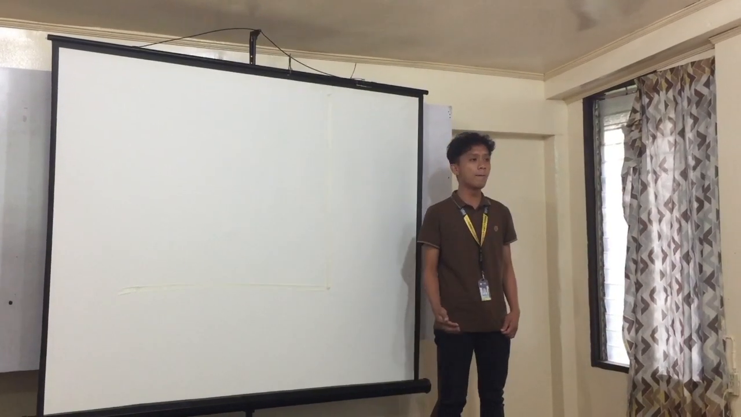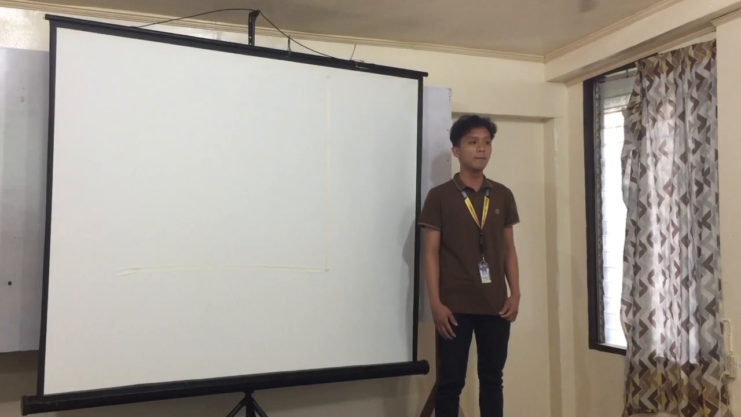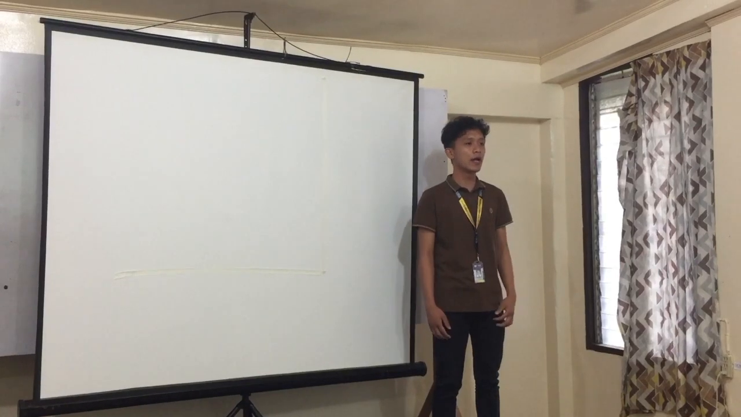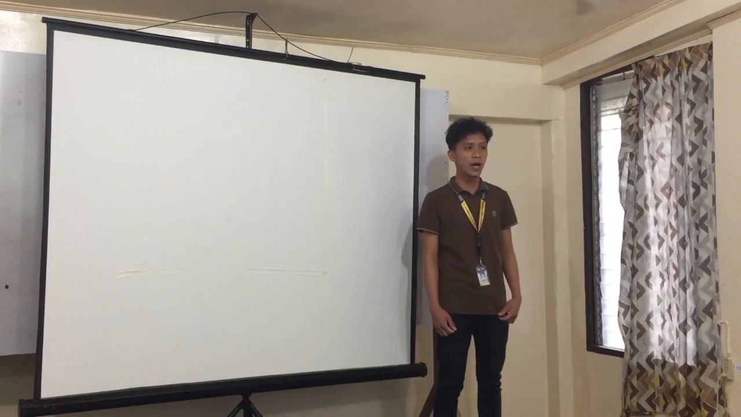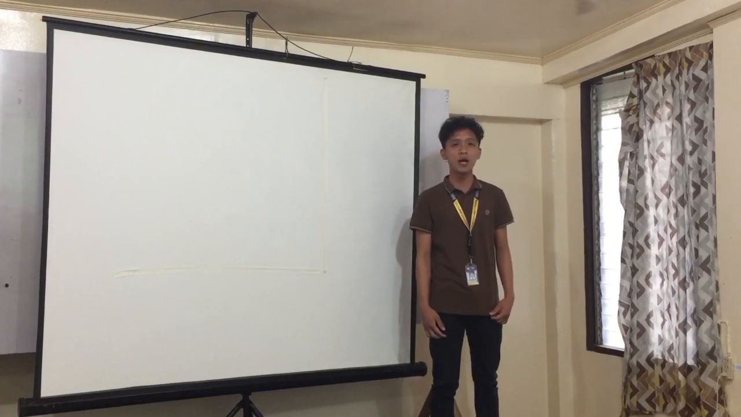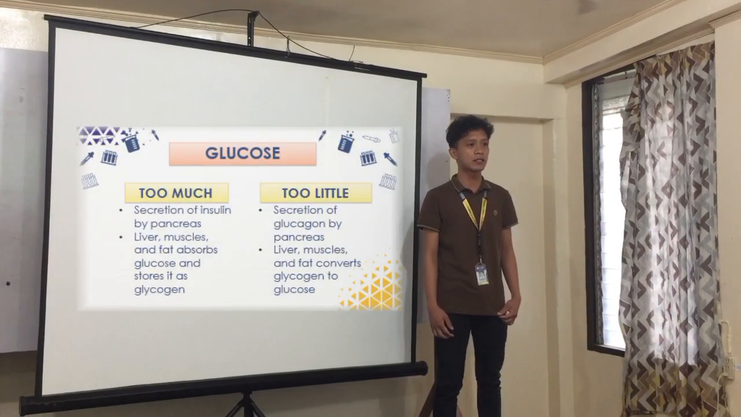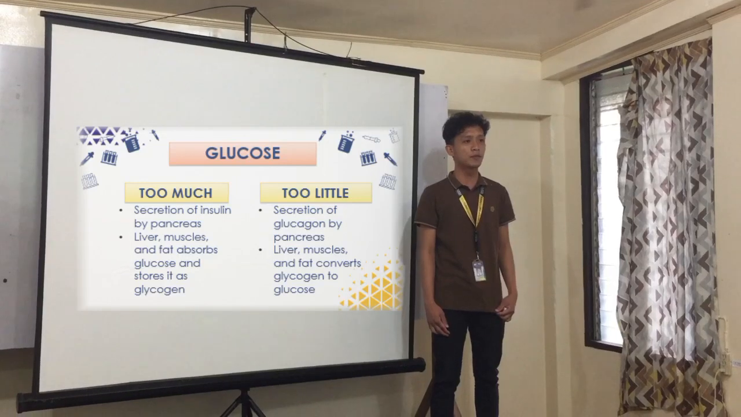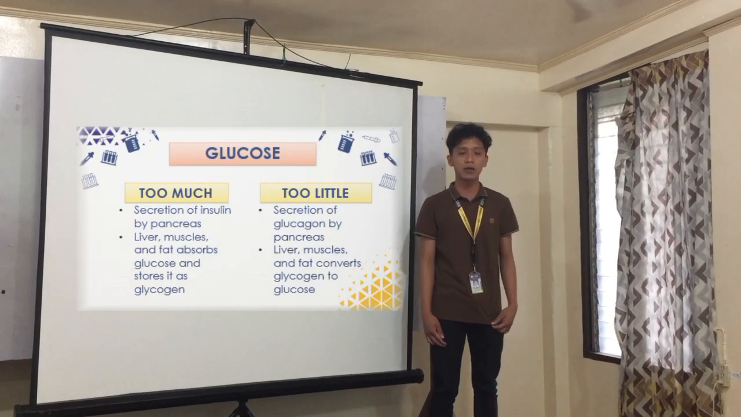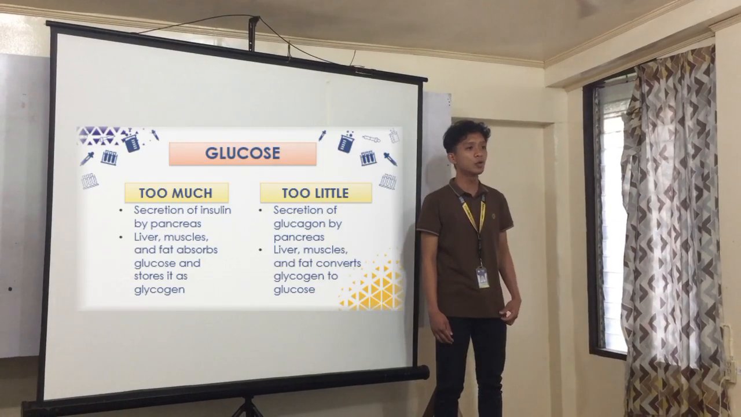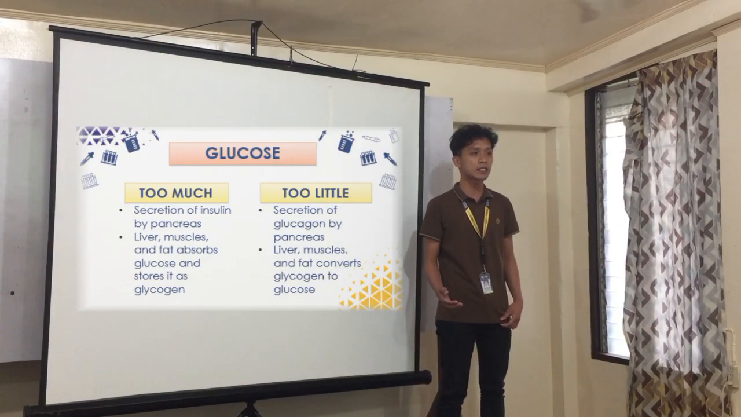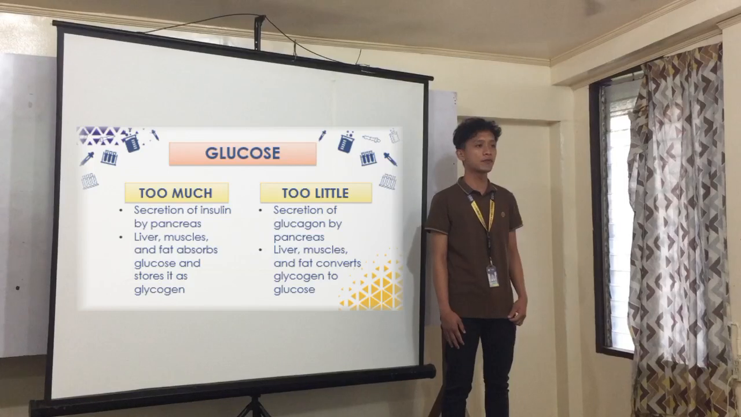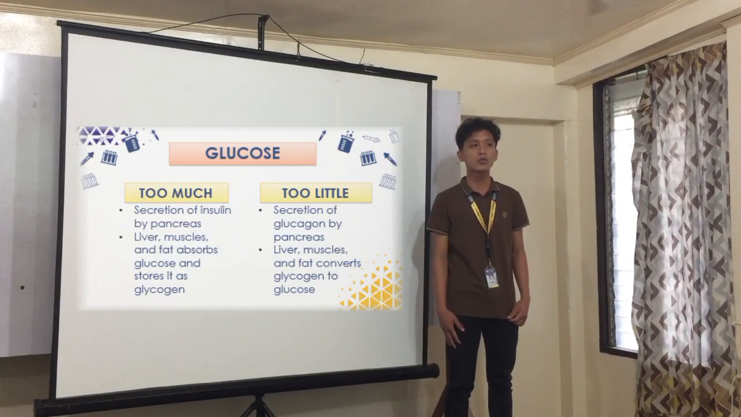So what do you think happens when there is too much or too little glucose in our bloodstream? Okay, yes, Mary, well said. Another hand coming from Jeff. Okay, good job. So when there is too much glucose, our pancreas secretes insulin, which causes the cells in our liver, muscles, and fat to absorb the glucose and store it as glycogen. When there is too little glucose, the pancreas secretes glucagon, causing the liver, the muscles, and the fats to convert glycogen to glucose.